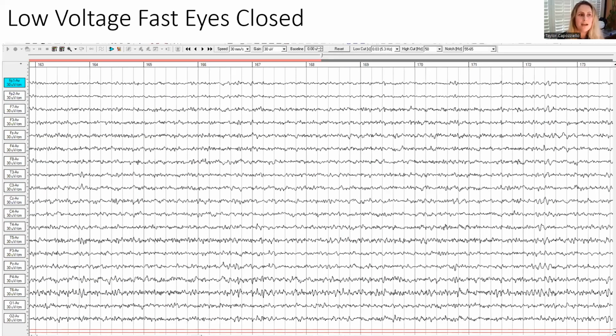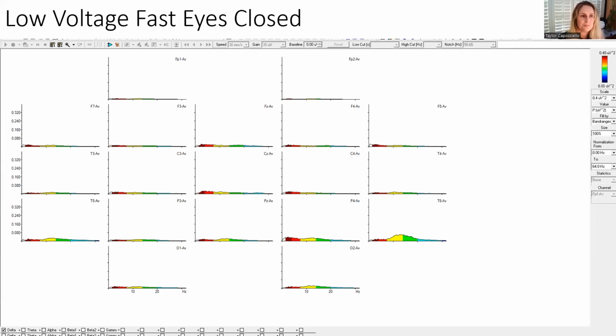And here's a low voltage fast eyes closed EEG. So this person has no alpha, even with their eyes closed, and it's very fast. And here's what that looks like in spectral. So really no alpha present. This person does identify as an alcoholic, which makes sense given the EEG that we see.